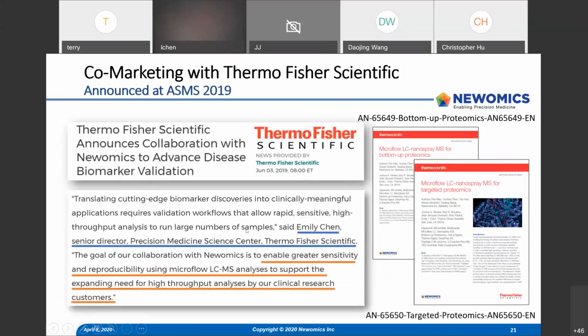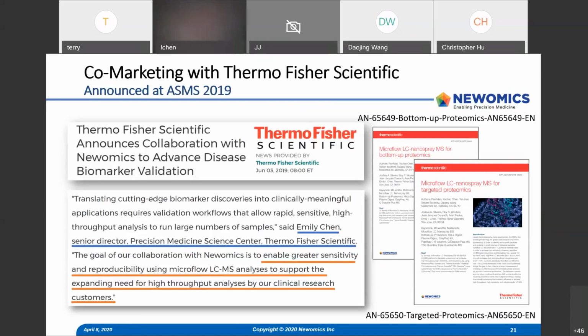Finally, let me summarize our technology and maybe open up for questions and answers. Because we have been working with Thermo for quite some time, as soon as we officially launched our product in June at ASMS 2019, Thermo announced they're going to co-market to really push disease biomarker validation. So most of you are scientists.